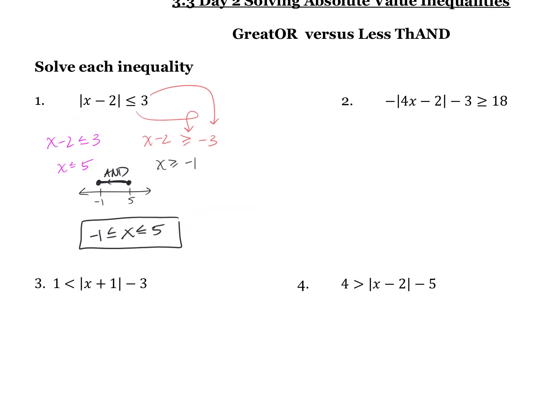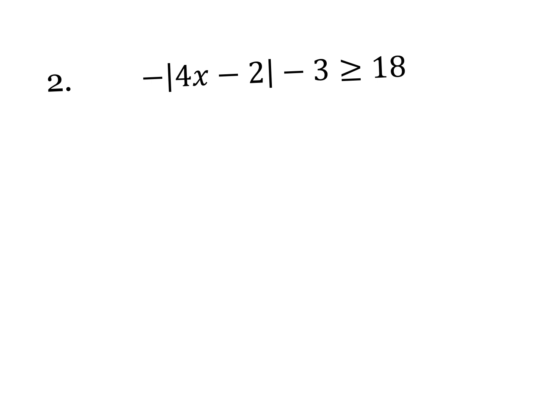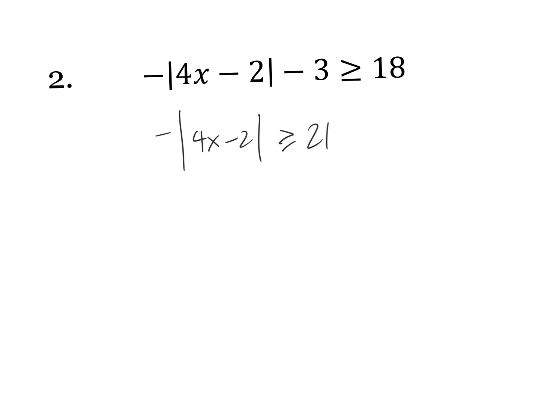How will it change if I've got a greater than sign? Let's go see. Before we can do anything, we've got to get our absolute value by itself on this side. So what do you want to just do first to start getting that absolute value by itself? Add that 3 over. So we got negative absolute value of 4x minus 2 is greater than or equal to 21.